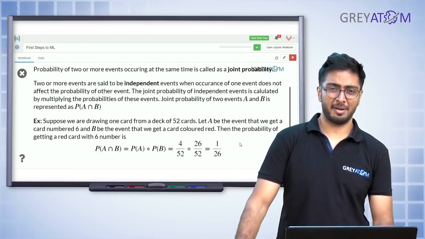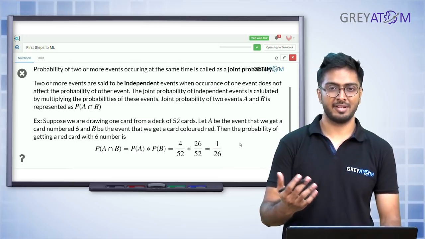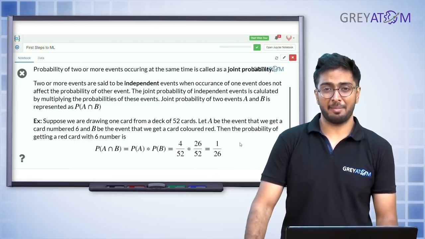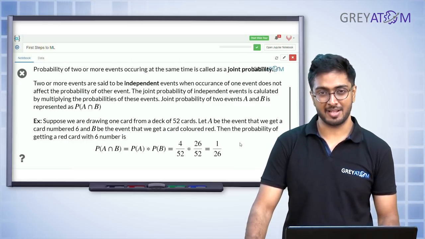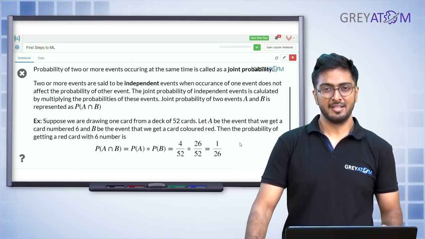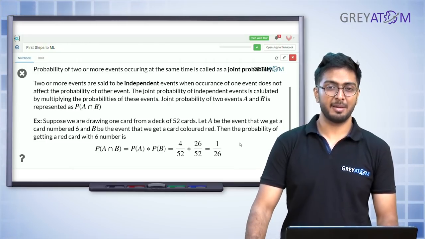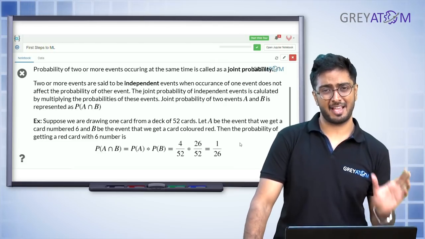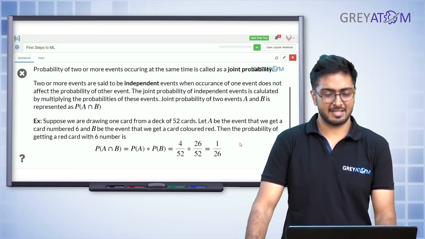So what are independent events? Independent events are basically those events where the occurrence of one event does not affect the other event, right? And they could happen together. That's perfectly fine. These are not mutually exclusive events. Mutually exclusive events are those events which cannot happen together, so it cannot be 3 or 5. But these are independent events. This just says that they can happen together, definitely, but the occurrence of one does not affect the other, right?